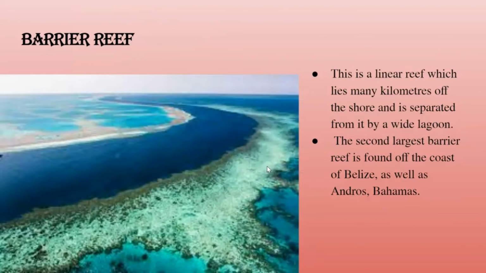The second type we're going to look at is the barrier reef. Now, the barrier reef is a linear reef which lies many kilometers off the shore and is separated from the land by a wide lagoon. So, the lagoon is wide, so the reef is all the way out here. This is the shallow lagoon, the wide lagoon, and the land is separate. We have a few barrier reefs around the world, with the second largest barrier reef found in Belize. We also have barrier reefs found in the Bahamas as well.